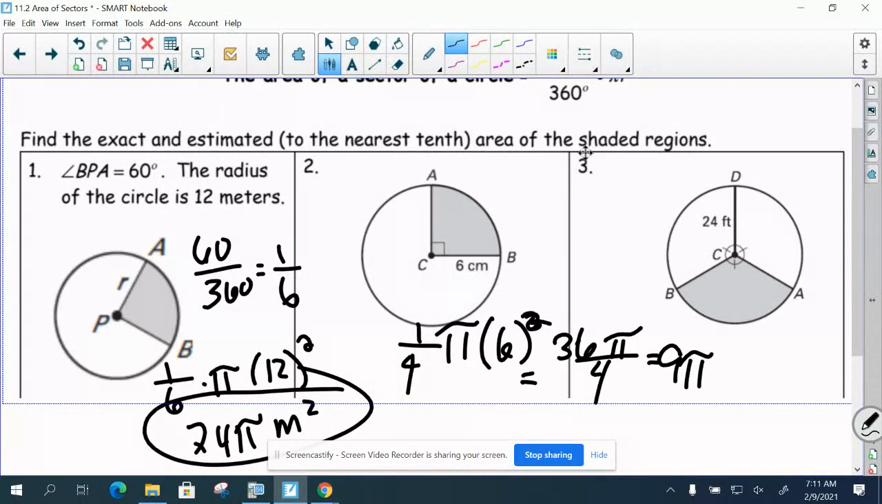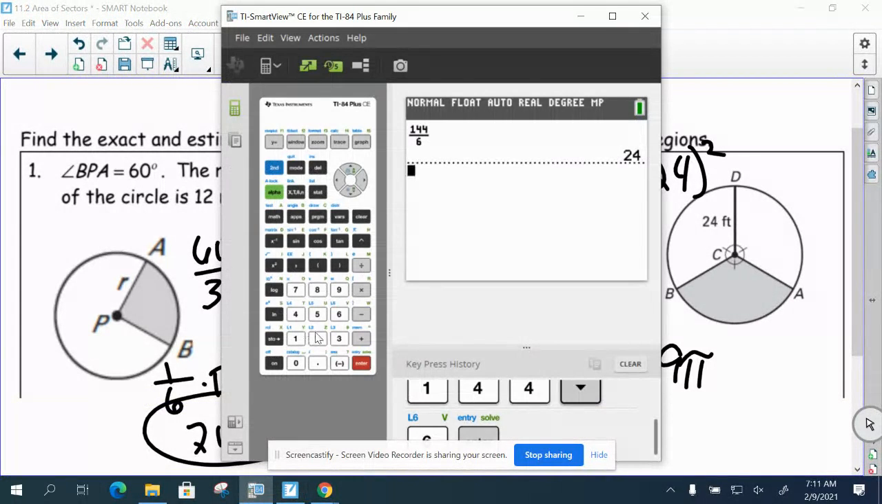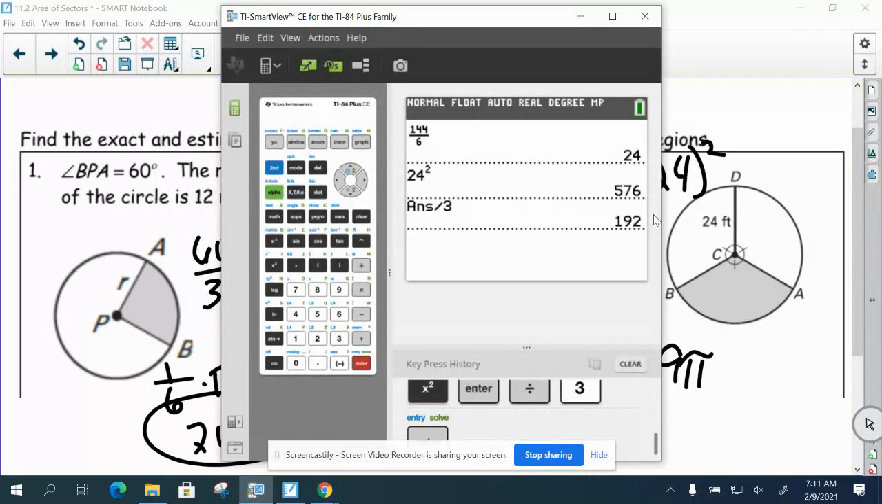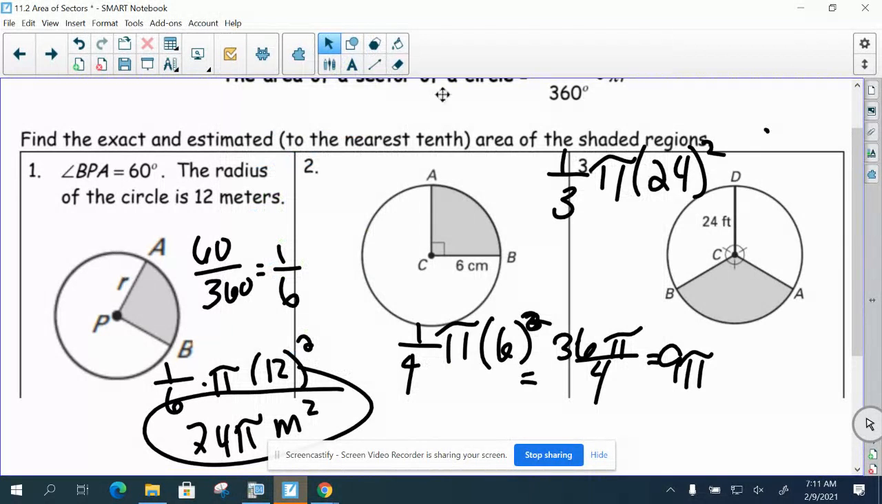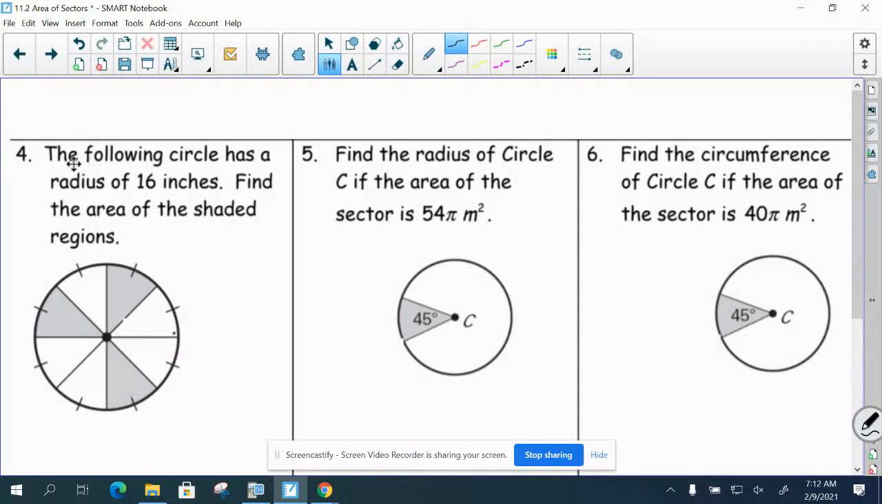And then for this one, you would have 1/3, because they're saying that these are congruent, so this is 1/3 of the piece, times pi times 24 squared. Then 24 squared divided by 3 gives you 192. So this would be 192 pi feet squared. Okay, so those are our basic examples.